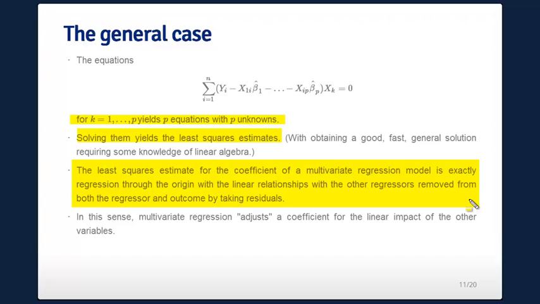And it doesn't matter what order you do it, you just have to do all of them from both the y and the x1, and you'll get the multivariate adjusted case. So what that means is, in this sense, multivariate regression adjusts a coefficient for the linear impact of all the other variables. We've removed the other variables from both the regressor and the response.